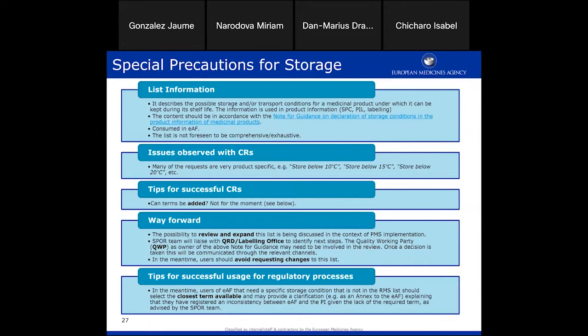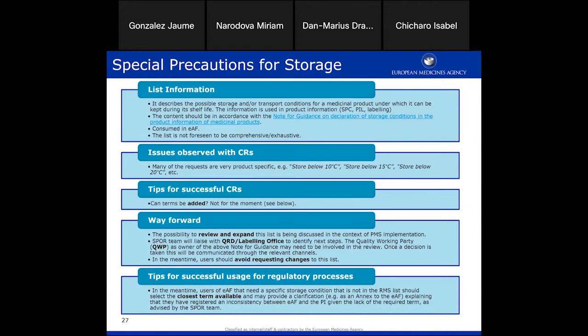Now, the support team will liaise with QRE and the labeling office to identify the next steps. The quality working party, as owner of the above note for guidance, may need to be involved in the review, and we will communicate when we reach a conclusion on this list.